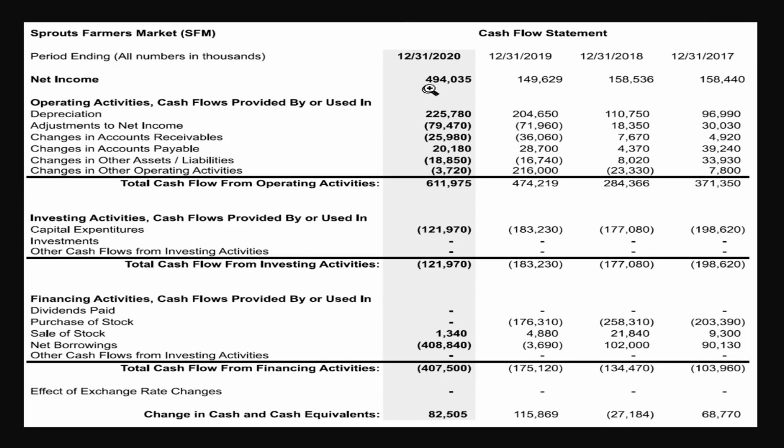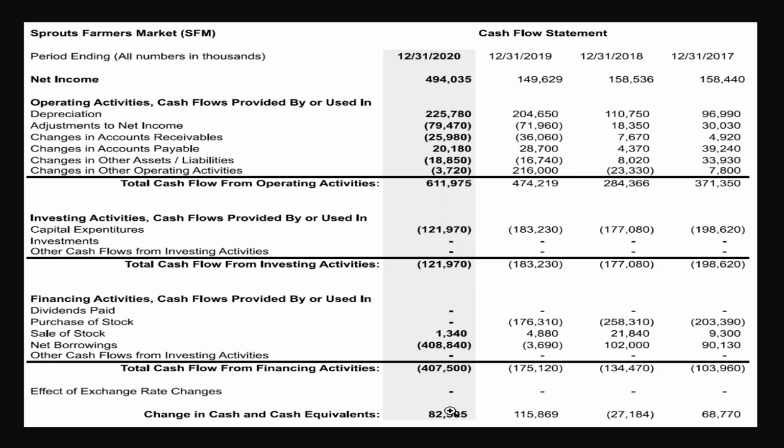Notice that they start with net income here, and then start taking away. They add back in the depreciation, because they were able to reduce their income by depreciation, but they didn't actually write a check out for $225,780,000. So they add that back in. And then they make some adjustments where they take some money out and put some money back in. They made some capital expenditures, where they took money out. And then they borrowed more money.